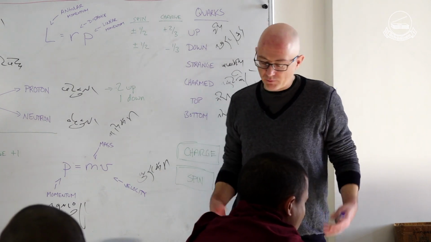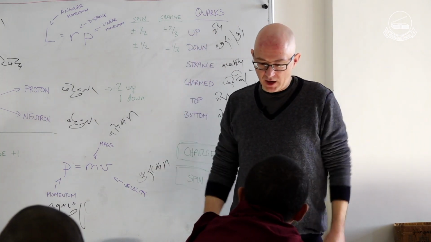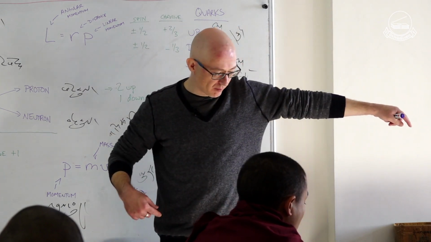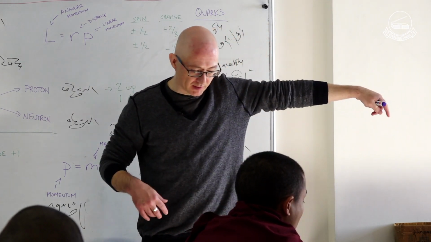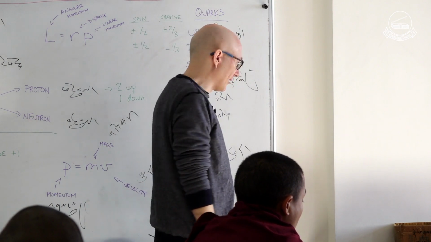And we, for whatever reason, I don't know exactly why, but if we're moving around some larger point, we call it angular momentum. If we're spinning around like this, we call it spin.